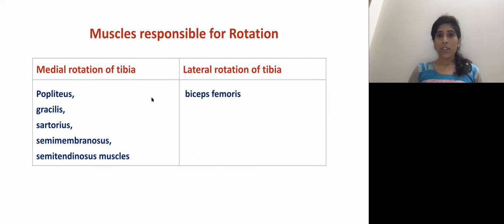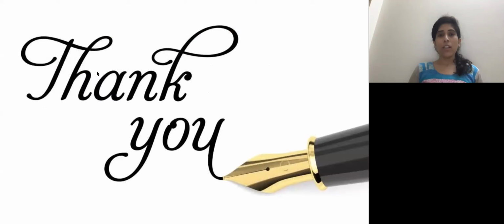So the muscles which are responsible for the medial rotation are the popliteus, semitendinosus, semimembranosus, gracilis, sartorius. Whereas for the lateral rotation of the tibia, the biceps femoris muscle is responsible. So this is all a brief idea related to the locking unlocking mechanism of the knee. For further detail, you all can refer to Joint Structure and Function by Cynthia Norkin.